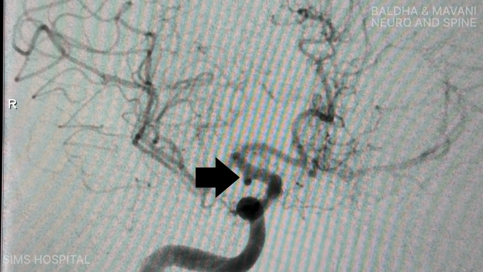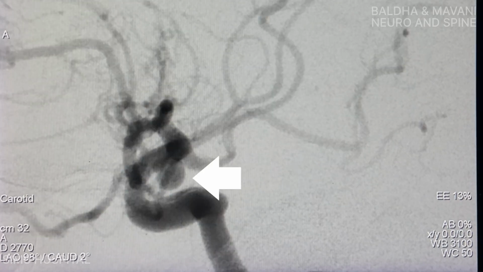Do not mistake this as an aneurysm, this is a turn of the PCOM. The aneurysm is hidden here behind the ICA. You can see the aneurysm clearly in the lateral view.